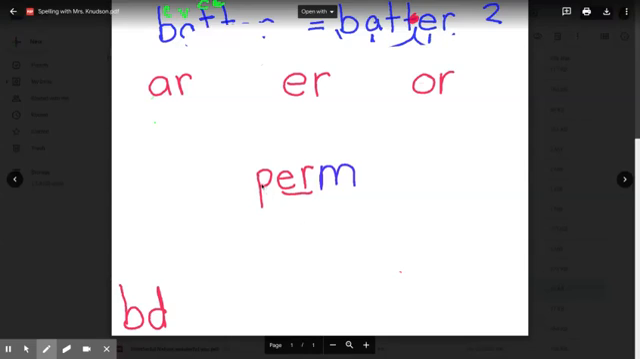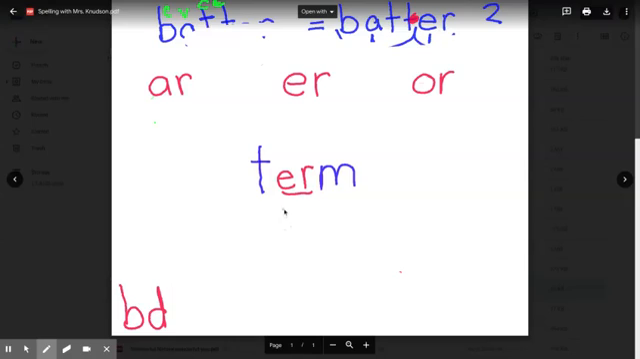Okay, we're going to turn perm into term. Term. We are in our second term at school. I'm not hearing that P anymore. Term. There we go. Term. Excellent.